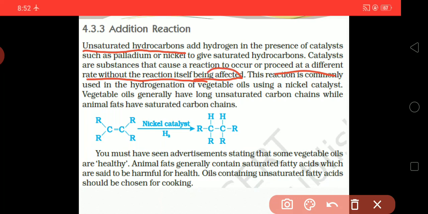Okay, here you can see, what is an addition reaction? When an unsaturated hydrocarbon, here you can see that this hydrocarbon is what? Unsaturated. Why do we say it is unsaturated? Because a double bond is present. So such a hydrocarbon or compound is said to be what? Unsaturated.